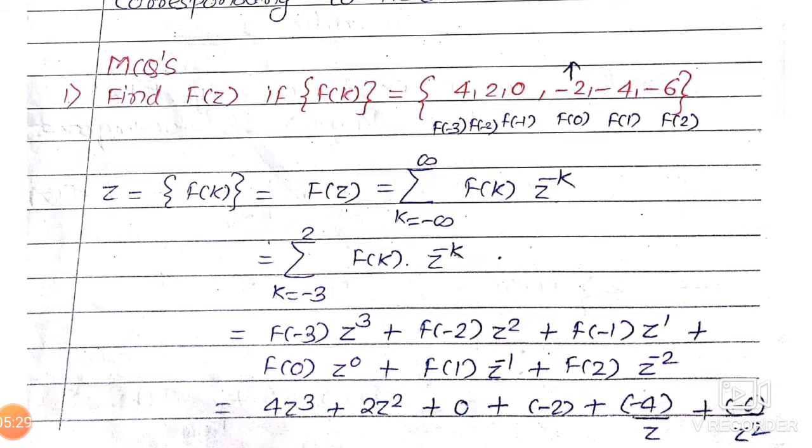So the first term becomes 4z cube plus the second term 2z square. The third term, f at minus 1, is 0, so the third term becomes 0 plus f at 0, which is minus 2, times z raised to 0, which becomes 1, plus f at 1, which is minus 4, and z raised to minus 1 can be written as 1 upon z. And the last, f at minus 2, is nothing but minus 6, and z raised to minus 2 can be written as 1 upon z square.